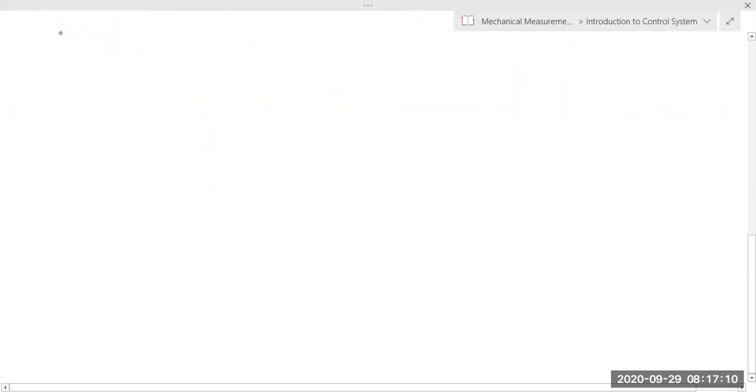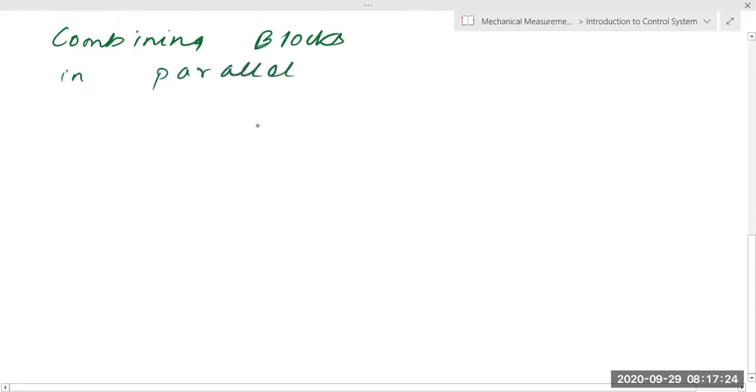First was series or cascade. So the second will be combining blocks which are in parallel. Suppose there are two blocks which are parallel to each other. First I'll take one block. Suppose this is my block G1. It has an incoming signal A. So we know what will come out of this will be A into G1.